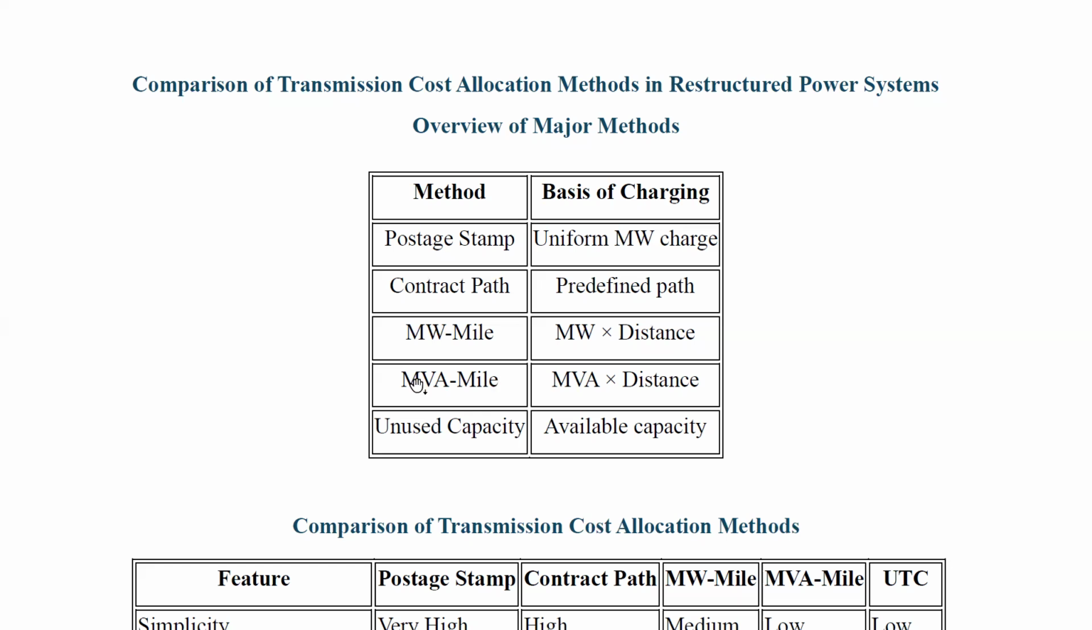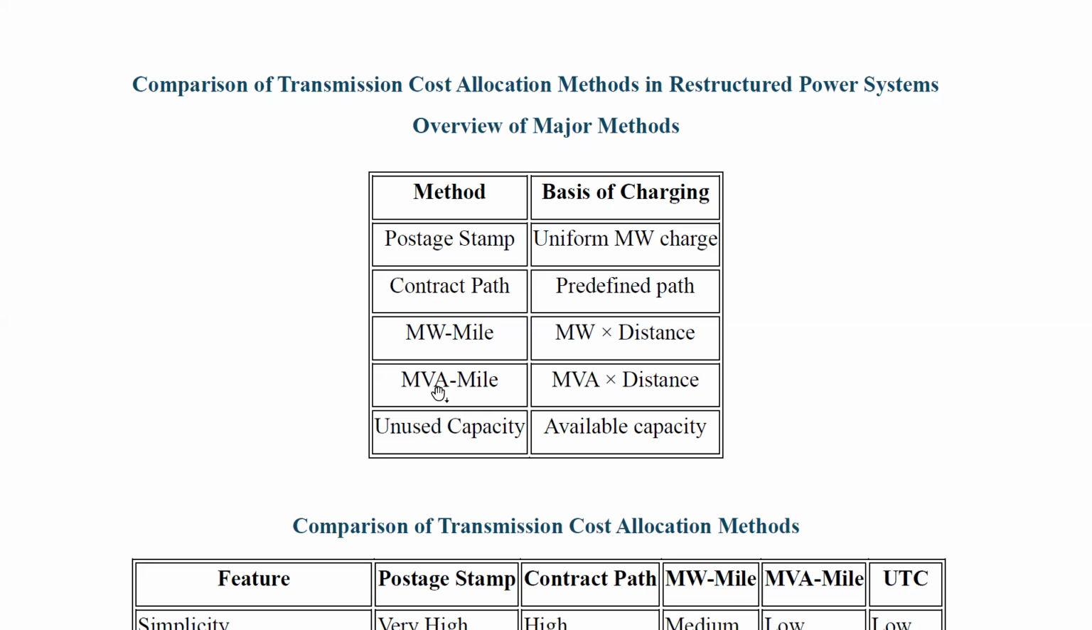Next is the MVA mile method. This is apparent power, which combines the real power as well as the reactive power. So it is MVA into distance. This method is mostly used. Why? Because here we are dealing with megawatt, MVA, distance, and the cost.